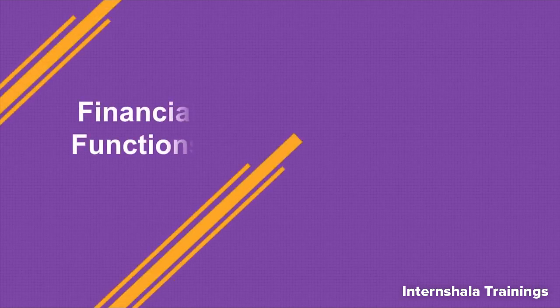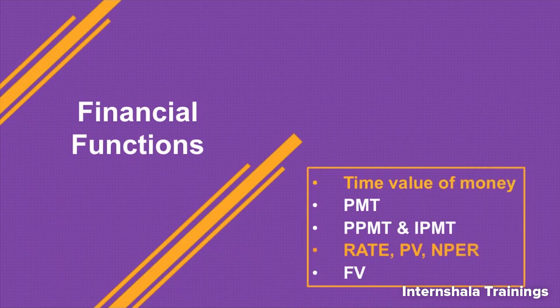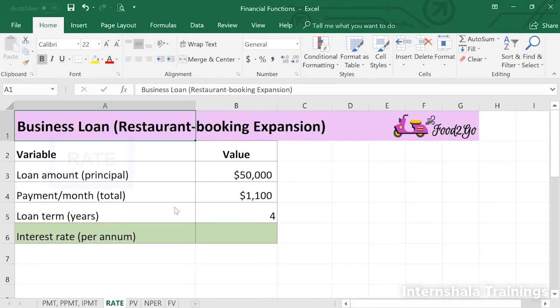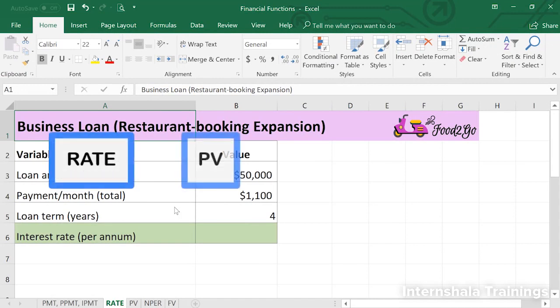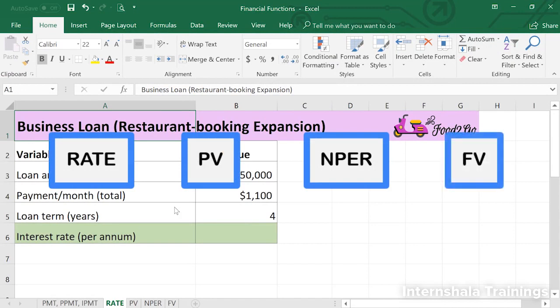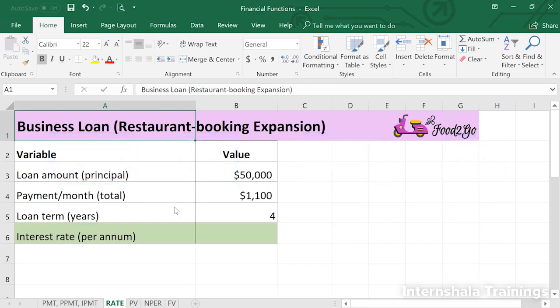Excel's financial functions are versatile, and we can manipulate them to get all sorts of information. We're already familiar with the terms interest rate, present value of loan or investment, number of periods, and future value of the loan or investment, as they formed part of our PMT, PPMT, and IPMT functions. Let's now focus on them one by one and see how they can be useful given different scenarios.